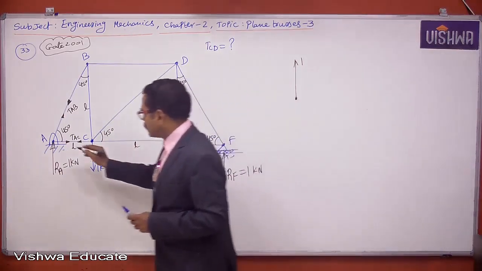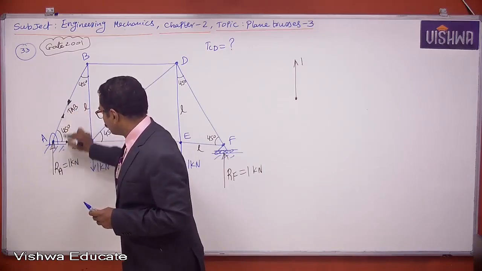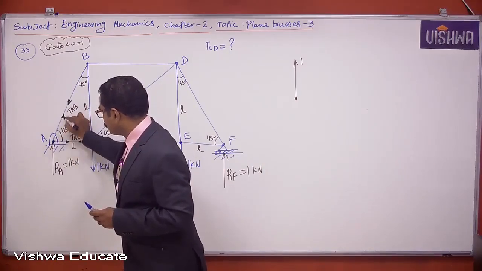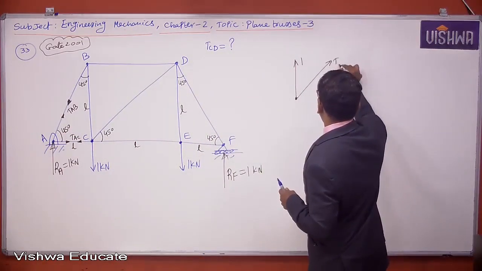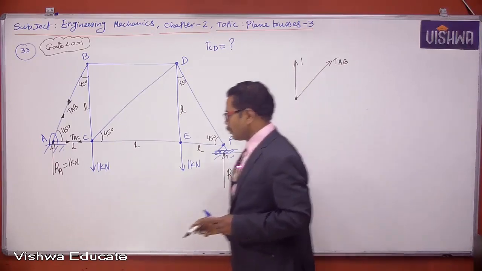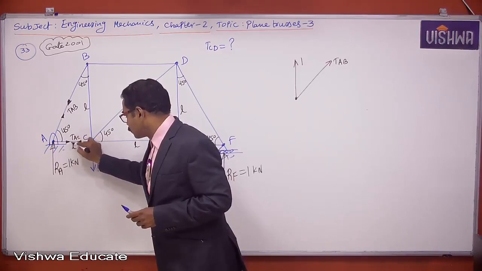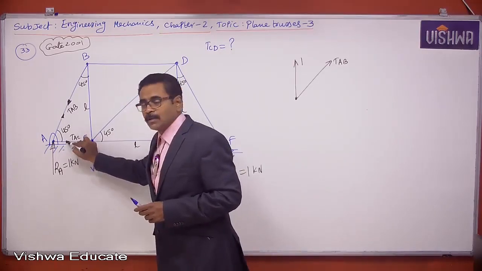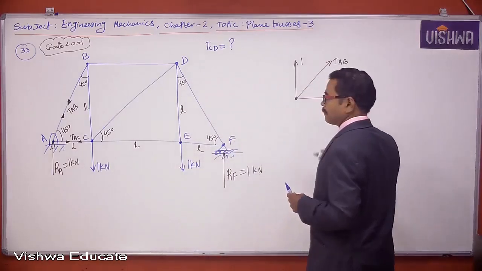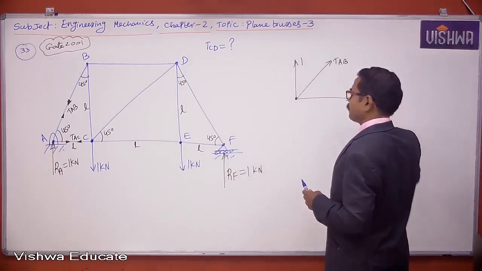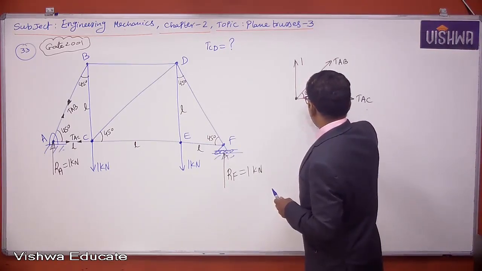Now, with respect to A, what is the direction of TAB? Here there are 2 arrows. This arrow is nearest to A, and it is upward. So definitely TAB is upward. Now, with respect to A, what is the direction of TAC? There are 2 arrows. This arrow is near to A and is pointing towards right. So I can draw like this. This is TAC. This angle is 45 degrees and this is joint A.